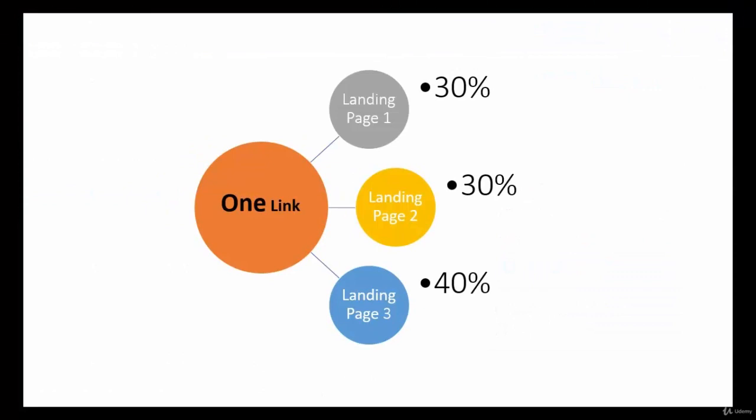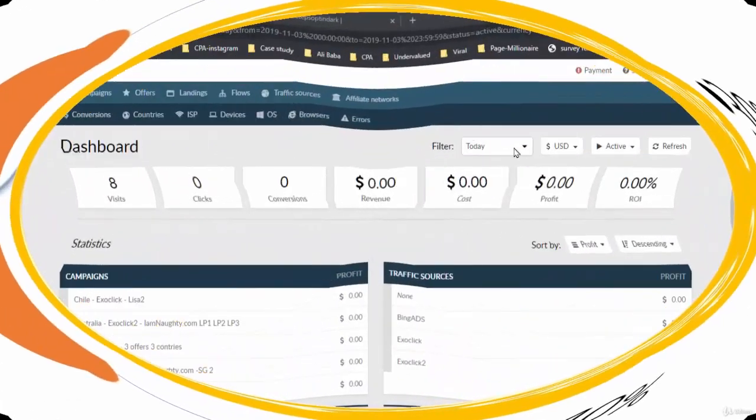Now I'll show you a different example for landing pages. Let's say we are going to promote 3 landing pages through one link. For example, we're going to direct 30% of our visitors to the first landing page and 30% of other visitors to the second landing page, and the last 40% we're going to direct to the third landing page. So let's go to BMob and I'll show you how to do it.